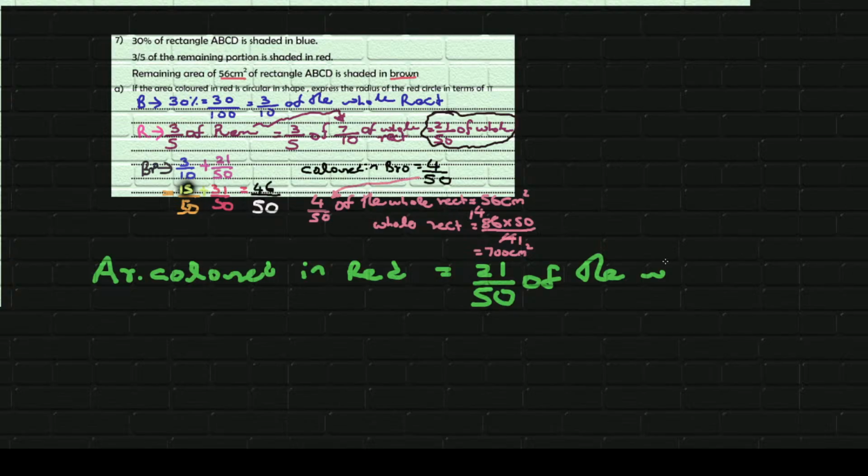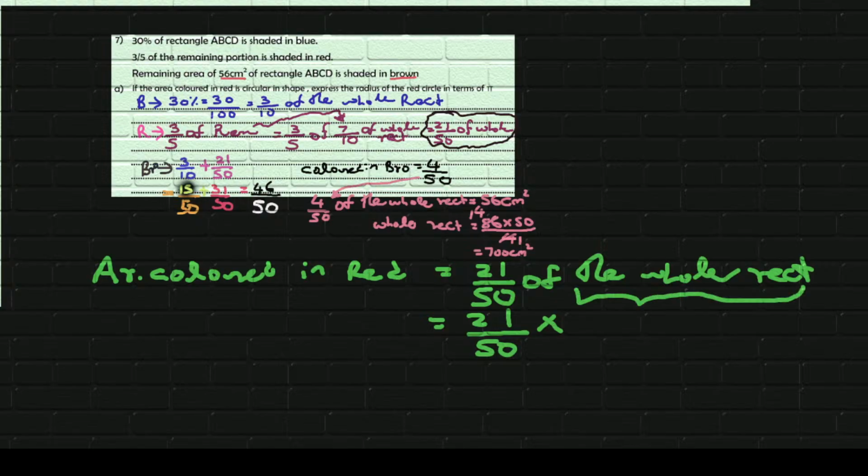All right, let's. So we have to find the area colored in red. We know as a fraction it's 21 over 50 of the whole rectangle. 21 out of 50 of the whole rectangle. So that's 21 over 50. What's the whole rectangle's area? Just a while ago we found it to be 700. So now we can cancel 0 to 0 out.